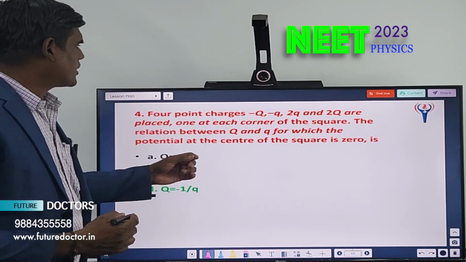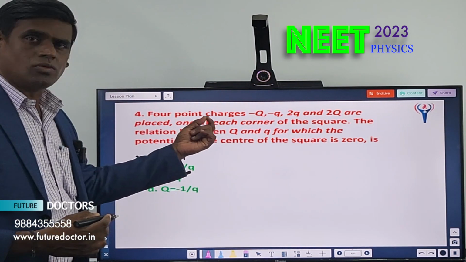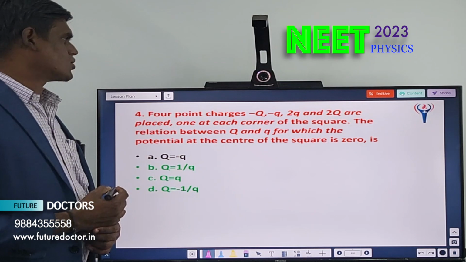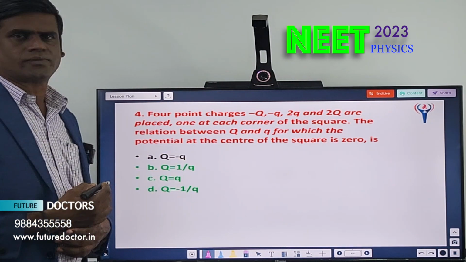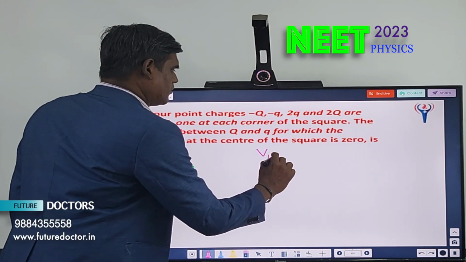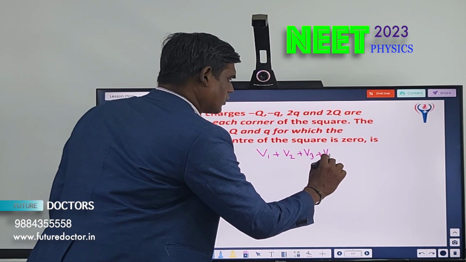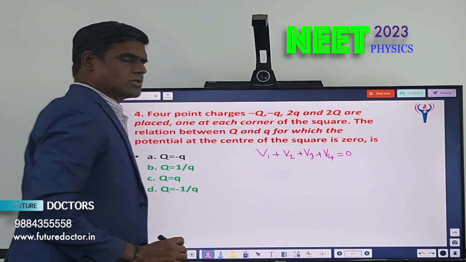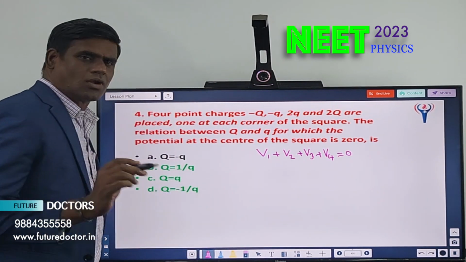4 point charges, minus q, minus small q, and 2q and 2 big Q, are placed one at each corner of the square. The relation between Q and q for which the potential at the center of the square is 0 is dash. That is V1 plus V2 plus V3 plus V4 equal to 0. What's the formula for V? KQ by R. K is 1 by 4 pi epsilon naught.